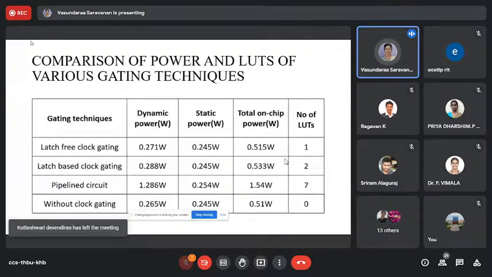Then the last is without clock gating. It has dynamic power 0.265 watt, static power is 0.245 watt. Total on-chip power is 0.51 watt and there are no lookup tables in the last one.